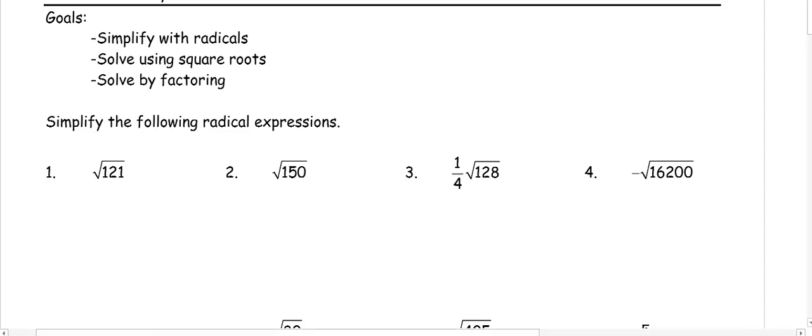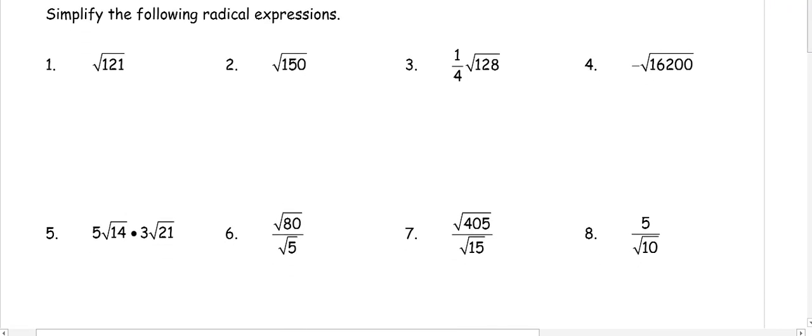Hello, this video is about reviewing some of the algebra topics that will be useful in this upcoming unit. So in this video we are going to review simplifying with radicals, solving using square roots, and solving by factoring. So first, when we are solving with rational expressions, we're simplifying using radicals.